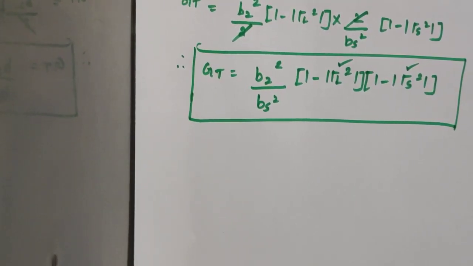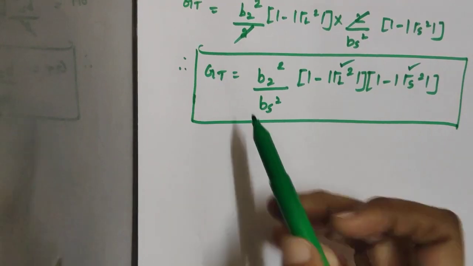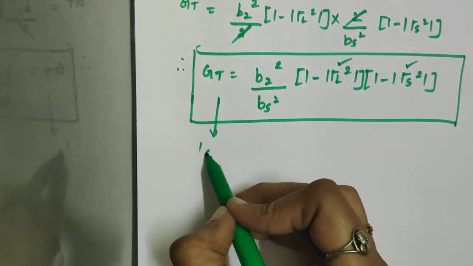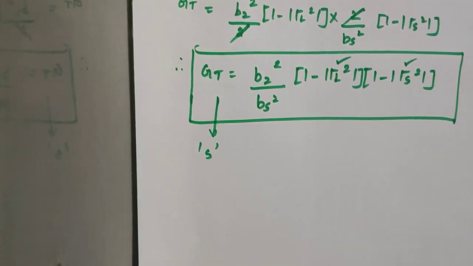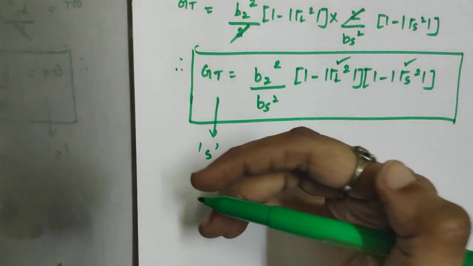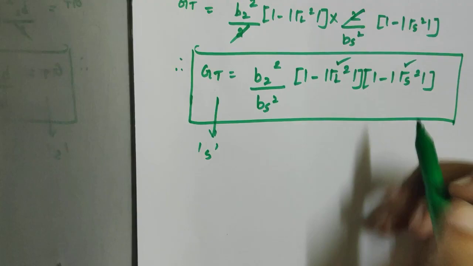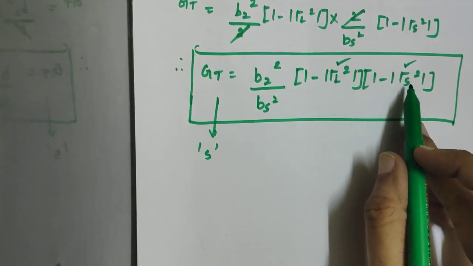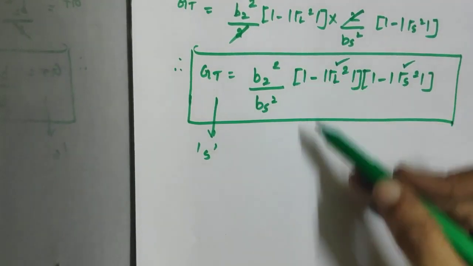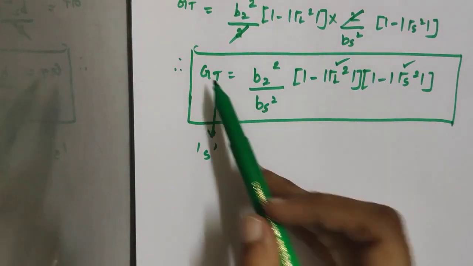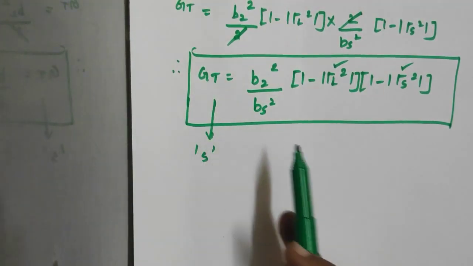In the next derivation, we will see how to derive the same GT in terms of S parameters. That is a continuation to this. So in this video, I'll stop here. This is the formula for GT, but this is in terms of tau L and tau S. In the next video, let us see the continuation for this, where we derive GT in terms of S parameters.